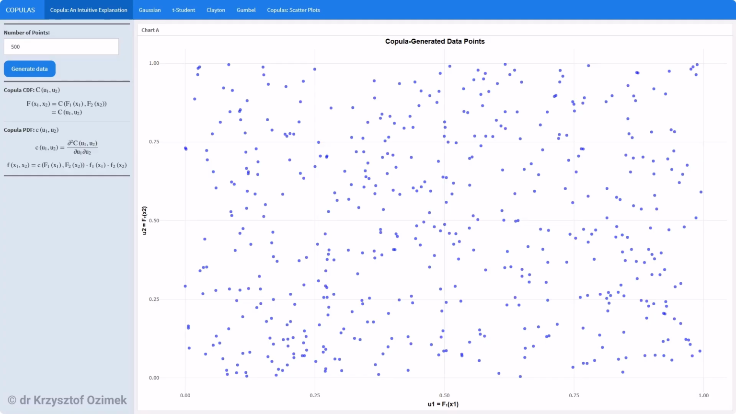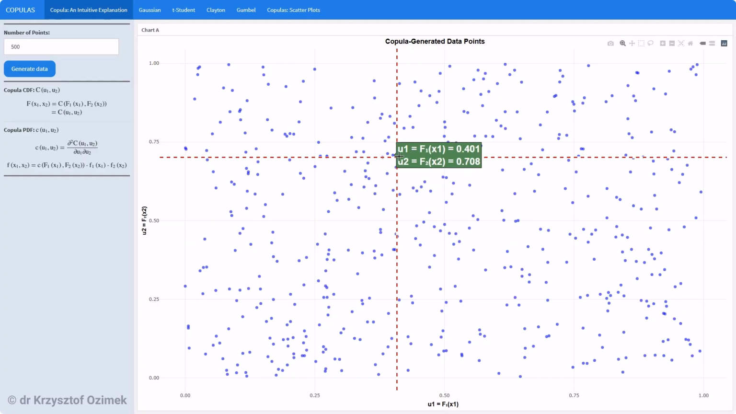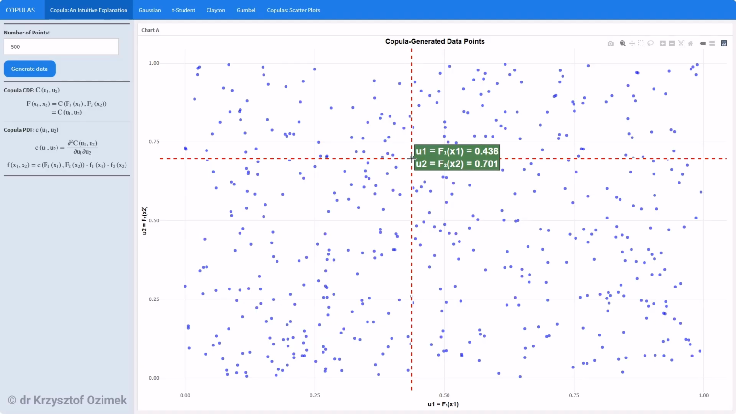Now, suppose we have a two-dimensional random variable x1, x2. We can observe its realizations, meaning the individual points x1, x2. If we know or can identify the marginal distributions of x1 and x2, denoted as f1 and f2, we can transform the points x1, x2 through these marginal distributions into new points u1, u2. These transformed points u1, u2 correspond to the blue dots on the scatter plot. The points u1, u2 have coordinates within the closed interval from 0 to 1.